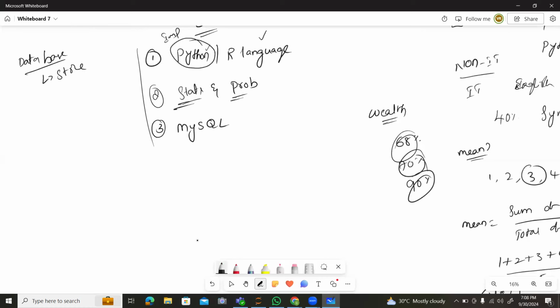As a data science and AI candidate, data is very important, right? So we need to store the data in MySQL, which is like a database, and we need to retrieve or access the data. Then we need to perform some statistical analysis and probabilities on this data. By using Python, we can easily retrieve the data.